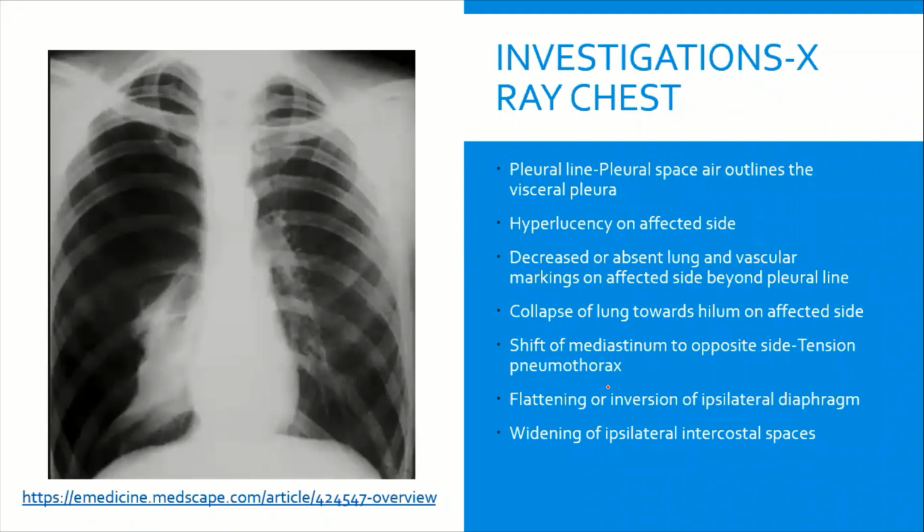So investigations wise, X-ray will be your first investigation of choice. Okay, what are the findings you will see in an X-ray? Pleural line. Pleural line is just visceral pleura being demarcated by your pneumothorax or air inside. And there will be hyperlucency. See, you see that this is more black compared to this side. And there are no vessel markings. See, you can follow these vessels here. But here there are no vessels. This is completely filled with air.